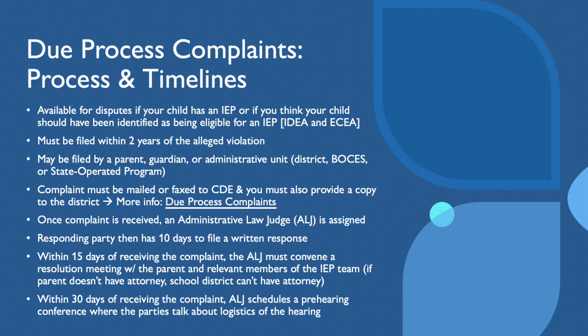Within 15 days of receiving the complaint, the ALJ must convene a resolution meeting with the parent or guardian and relevant members of the IEP team. If the parent has an attorney, they will also come to this meeting, and so will the school district's attorney. If the parent does not have an attorney, the school district cannot have their attorney present. Then, within 30 days of receiving the complaint, the ALJ will schedule a pre-hearing conference where the parties will discuss logistics of the hearing, such as how many witnesses each side will have.